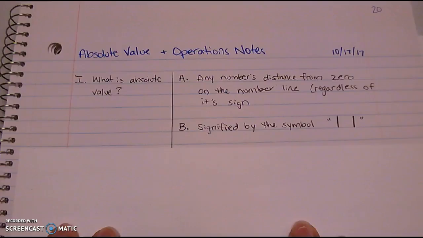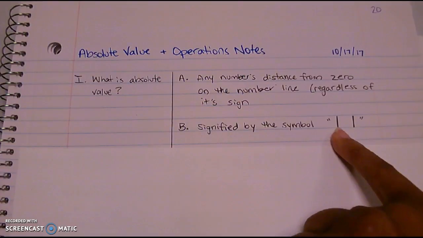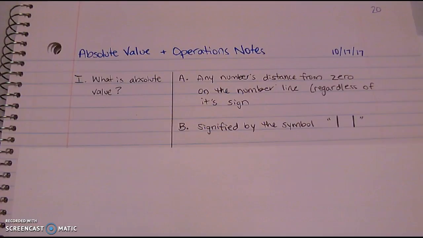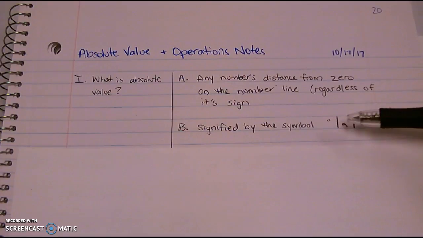We can know that we're dealing with absolute value because it will be signified by this symbol. You'll see two long brackets on either side of a number or variable. Here for this example, I'm going to use A as my variable. So around the number or variable, you'll see these two thick lines.